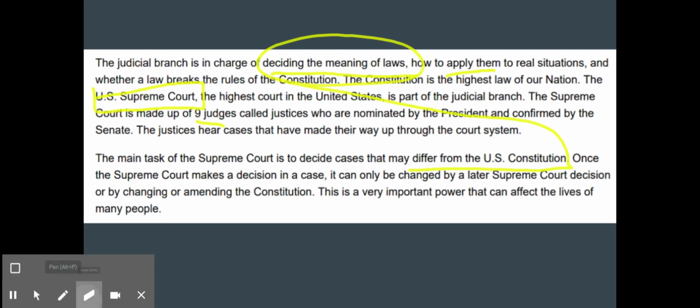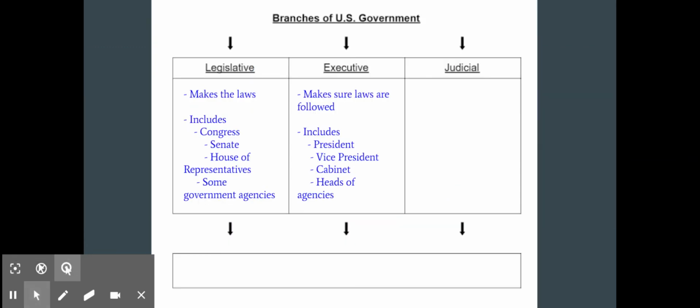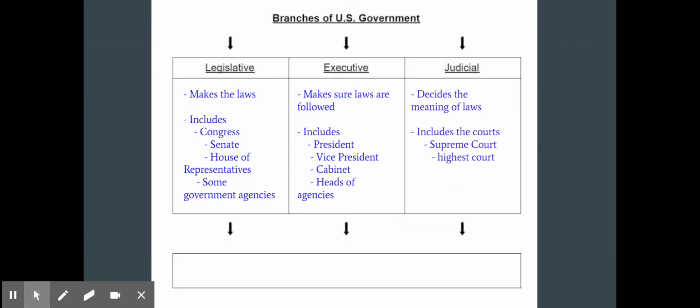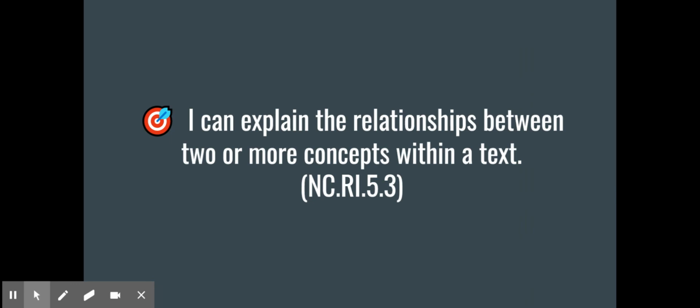All right, so now that I've read this section, let's go ahead and continue with the notes. What does the judicial branch do? It decides the meaning of laws, and it includes the court. The main one being the Supreme Court, the highest court being the Supreme Court. Again, pause to make sure you've got all of this down because we need all of this information to go ahead and hit that learning target.